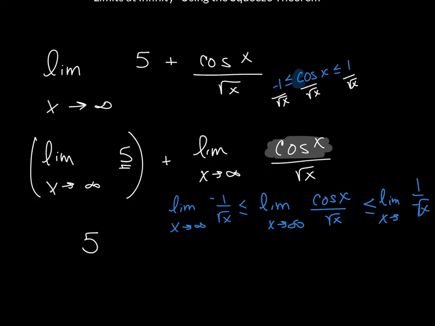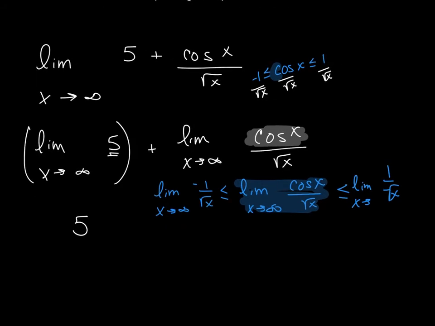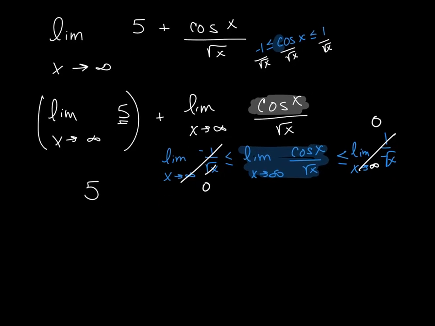Now remember, the idea is we don't want to touch the inside, we want to squeeze it. So let's look at what happens on both sides. On the right hand side, as x goes to infinity, all of this becomes 0. Same thing happens over here. On this side, as x gets arbitrarily large, this also goes to 0. So that means that the inside limit must be 0.